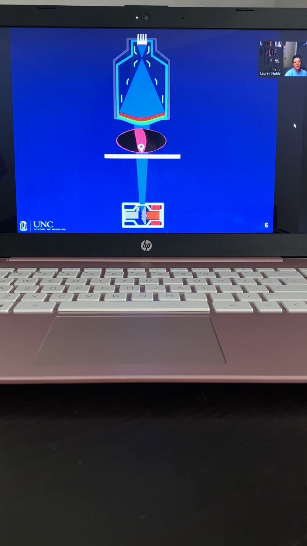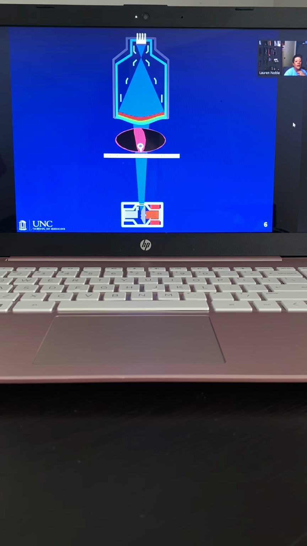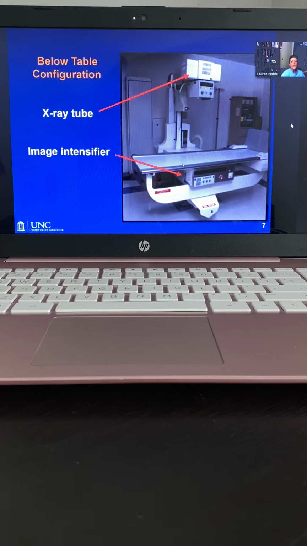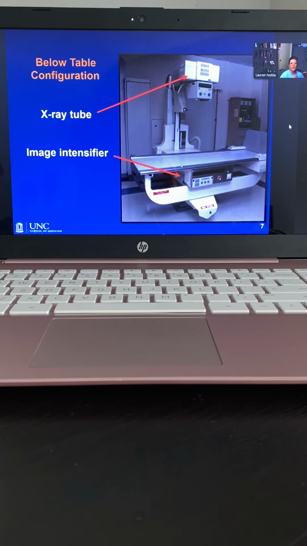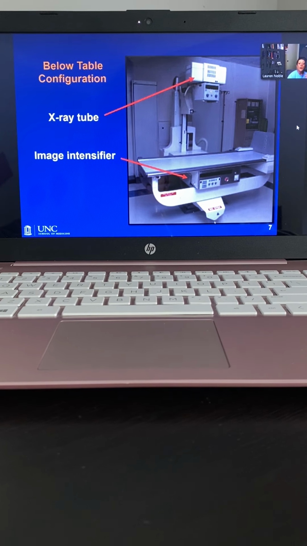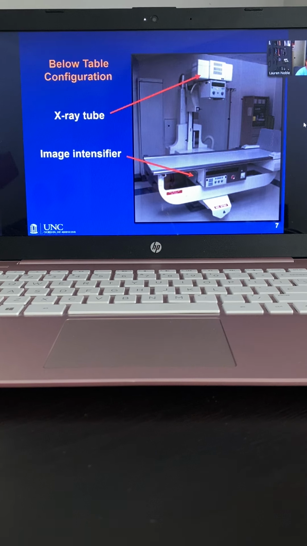The other type, so this is what it looks like. The image intensifier, here's the patient, and the X-ray tube is down below. The other type of configuration that we can have is referred to as a below table configuration, because the image intensifier unit is situated below the table and the X-ray tube is above the table.